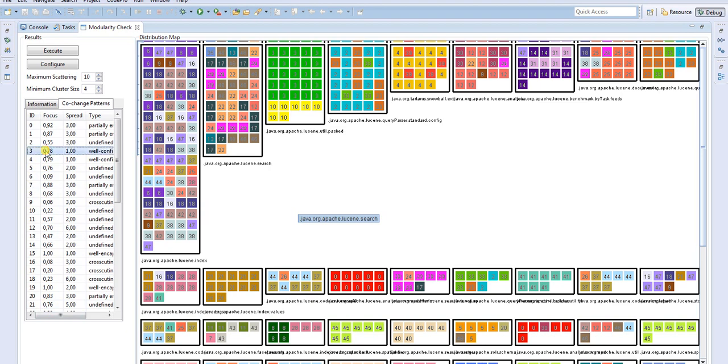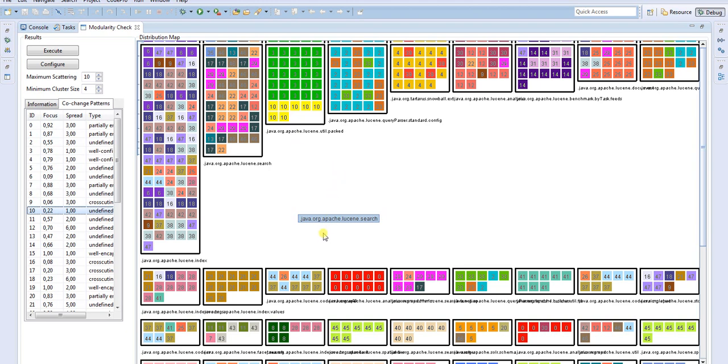Let's see cluster number 3. Cluster number 3 has a high focus, its spread is 1, so this cluster is well confined. Here we have cluster number 3. For cluster number 10, we can see that the focus is lower and its spread is also 1. So this package perhaps could be divided into sub-packages.